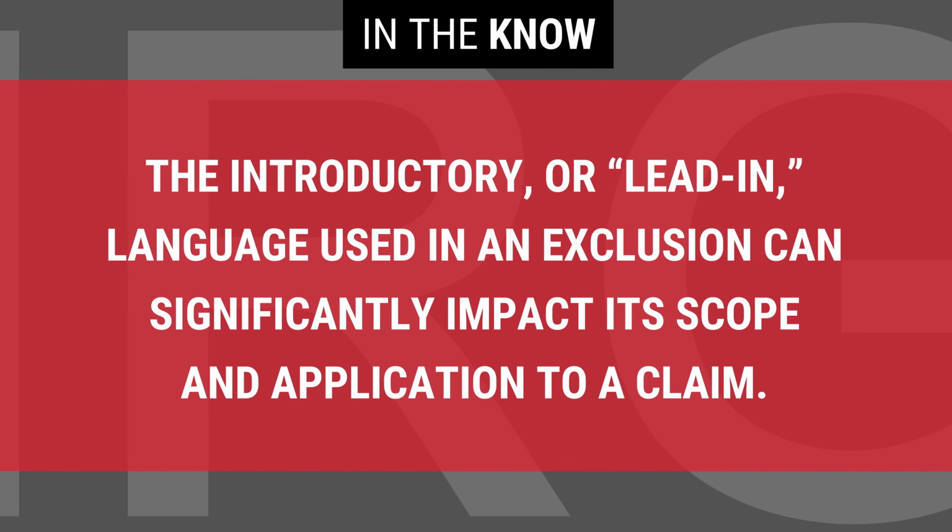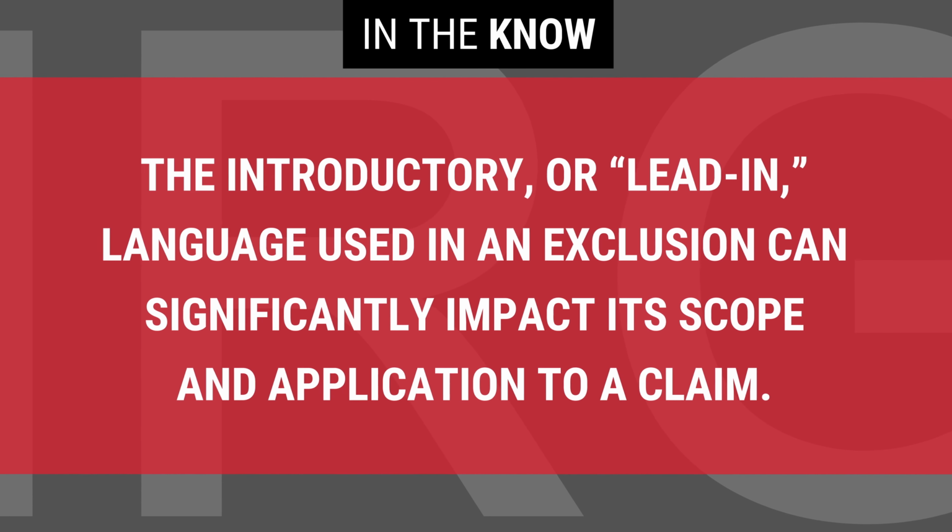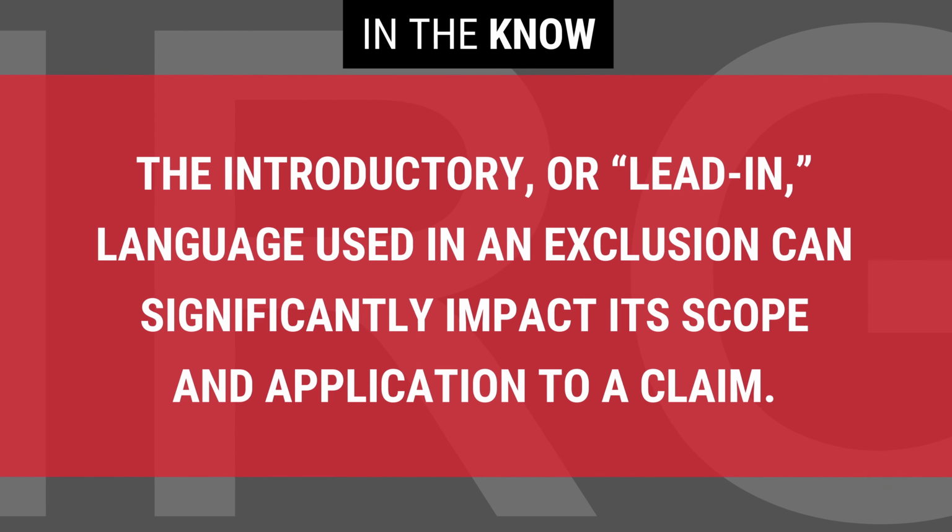Policyholders should employ 3 best practices when negotiating these endorsements. First, the introductory or lead-in language used in an exclusion can significantly impact its scope and application to a claim. Exclusions that apply to claims arising out of, related to, or in any way connected with the excluded conduct may be more broadly applied by courts in contrast to narrower lead-in language. So for instance, exclusions that use "for" or "because of" lead-in language can confine the exclusion's reach. Resisting broad lead-in language in a manuscript exclusion is critical to avoiding an unexpected denial if a claim arises.